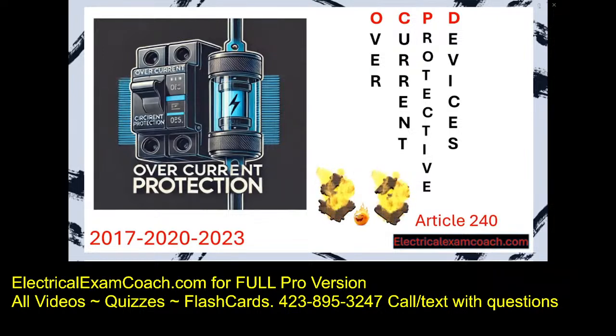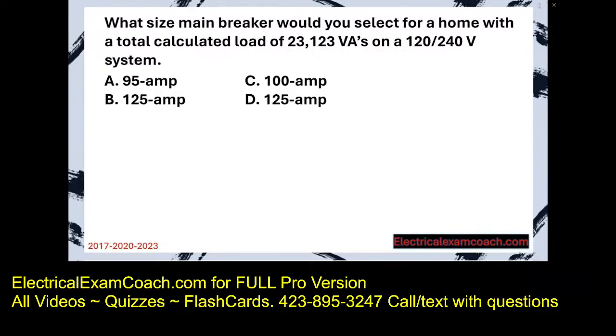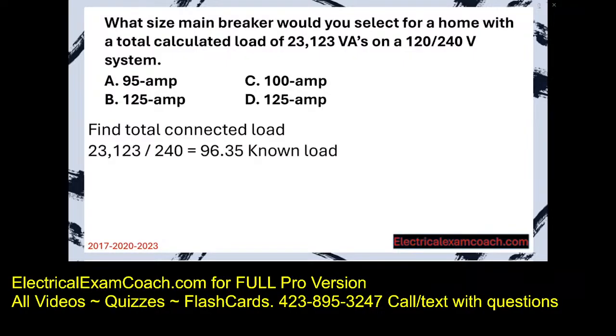Let's get to it. What size main breaker would you select for a home with a total calculated load of 23,123 VAs on a 120 240 volt system? Step 1, find our total connected load. Well, they've already done the load calculation for us, so all we have to do is take our total known VAs and divide it, and that's going to give us our load in amps. And in this case, it's 96.35. We would round down to 96.